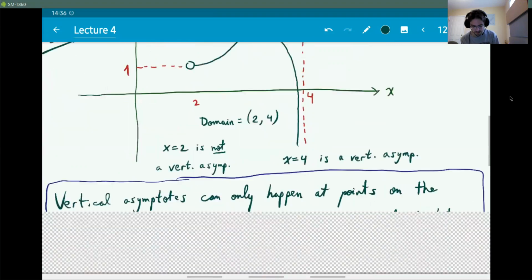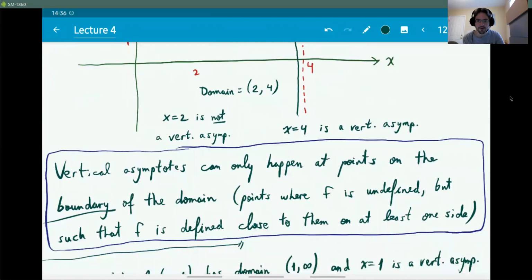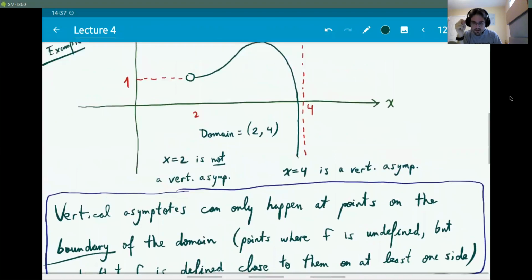It is not a vertical asymptote. So what you can see, this is useful to remember, vertical asymptotes can only happen at points on the boundary of the domain. In other words, it's going to be points where the function is undefined. However, it is defined at least close to those points on at least one side, like the number 4 up here. It is on the boundary of the domain. The domain stopped right there. That could be potentially an asymptote. In this case, it was. And similarly, the number 2 was also on the boundary of the domain. But in this case, that was not a vertical asymptote because of the limit.